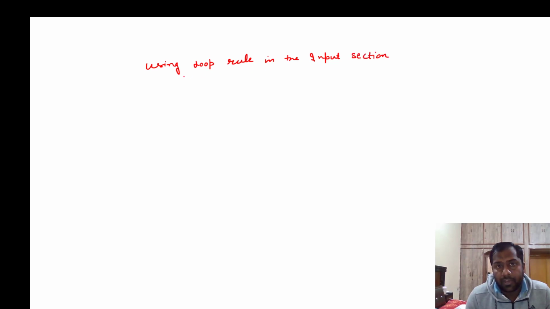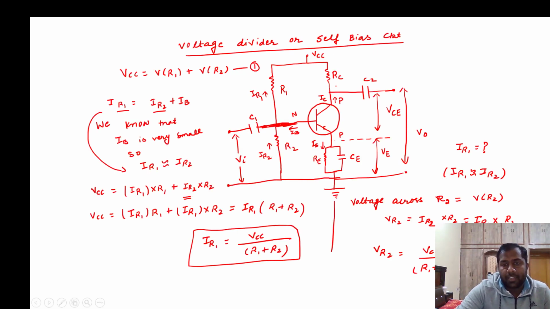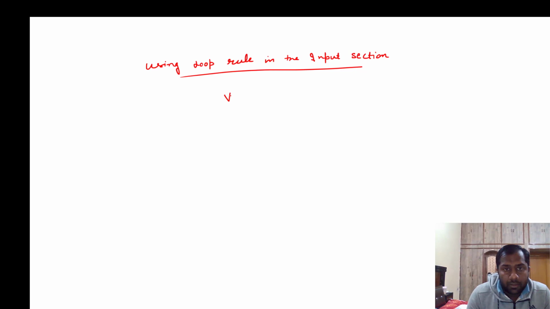So we will use here the loop rule in the input section. If we are writing here the loop rule for the input section, what can I write down? I can write down this VR2. VR2 is basically the voltage across R2. This is simply equal to the voltage VBE, the base emitter voltage, plus the voltage across emitter RE. Clear? So I can write down here VR2 is simply equal to VBE plus VRE.